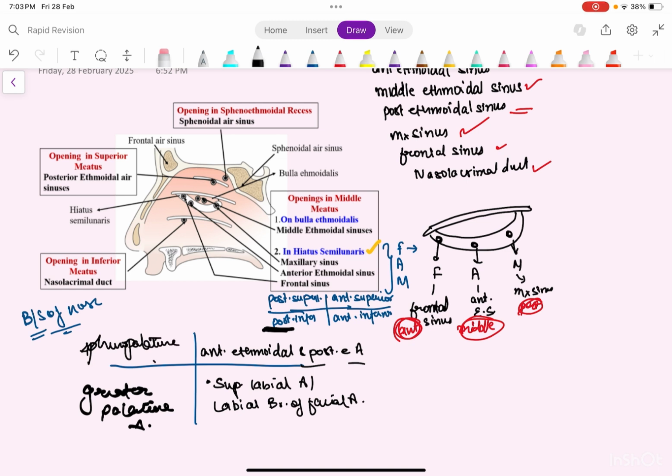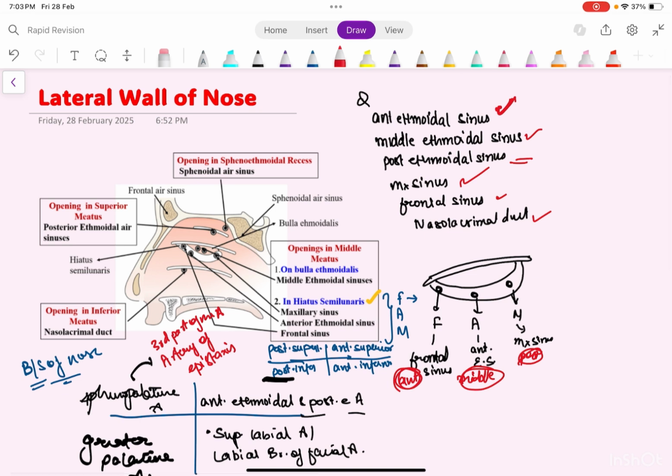In this sphenopalatine artery also, if you watch my maxillary artery video, you should know that this is from the third part of the maxillary artery, and it is called the artery of epistaxis. All right, so this was about the lateral wall of nose.